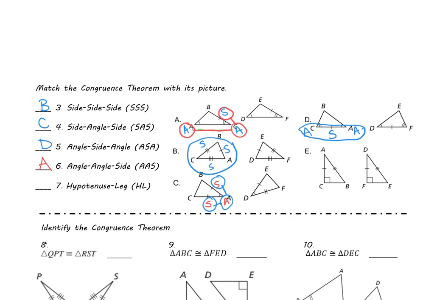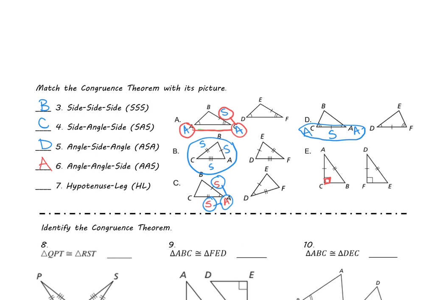And our last one, E, this is the one that's a little bit special. We know right off the bat because it's the only one that has the little right angle box. And that should be your first hint. If you see that, always check HL first.